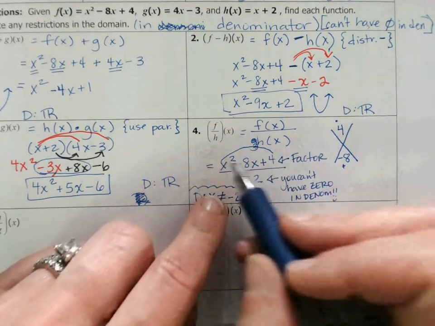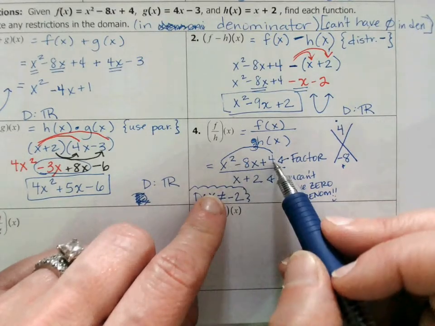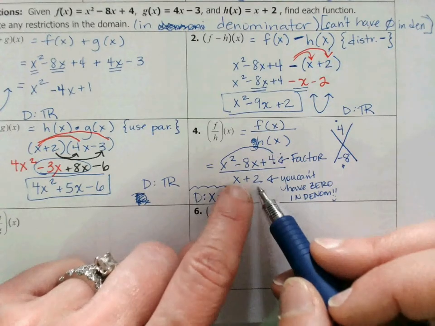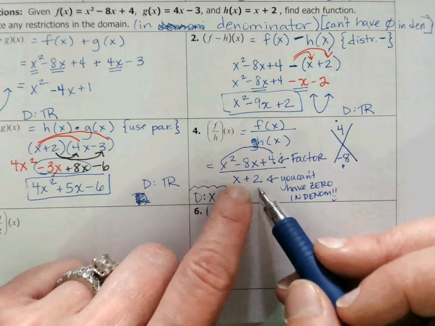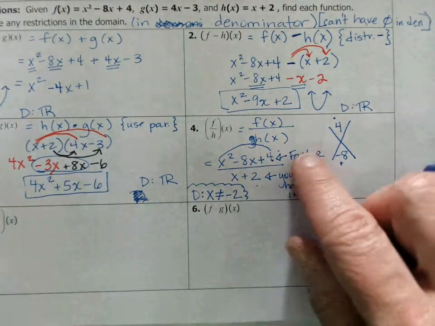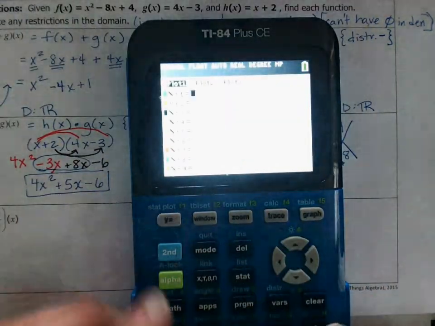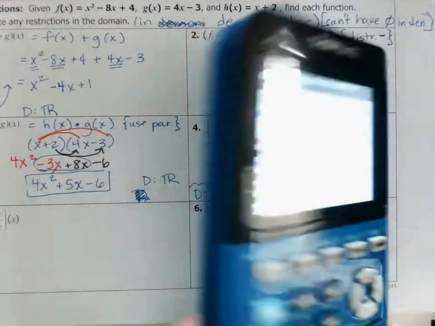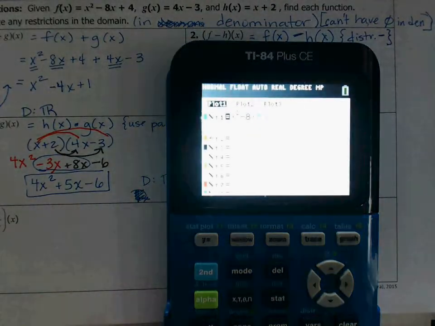Like, if this were to be able to factor into 2 binomials, and I could cancel that out, wouldn't -2 have to be a root of it? Do y'all see that? -2 would have to be a root. x plus 2 equals 0. So if I were to graph this, x squared minus 8x plus 4.